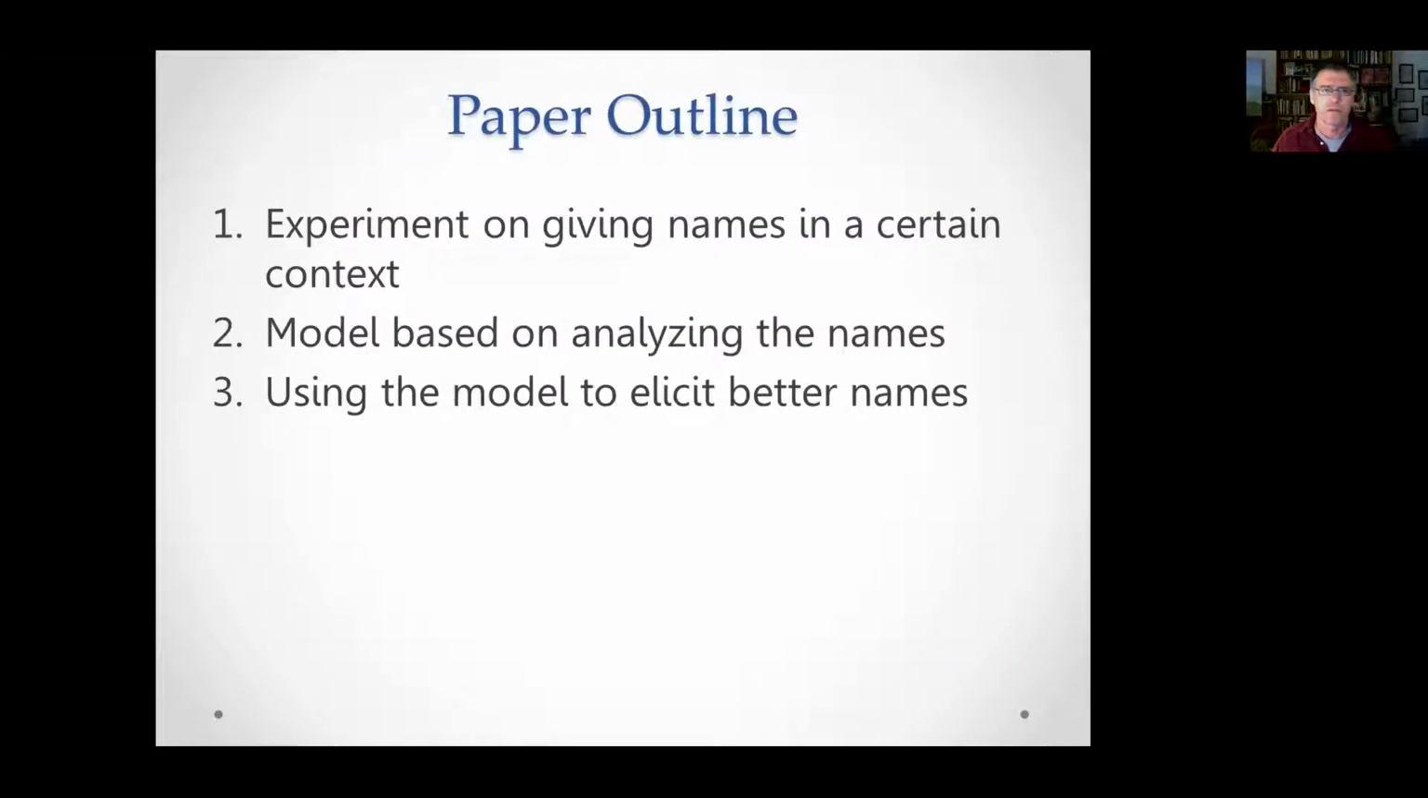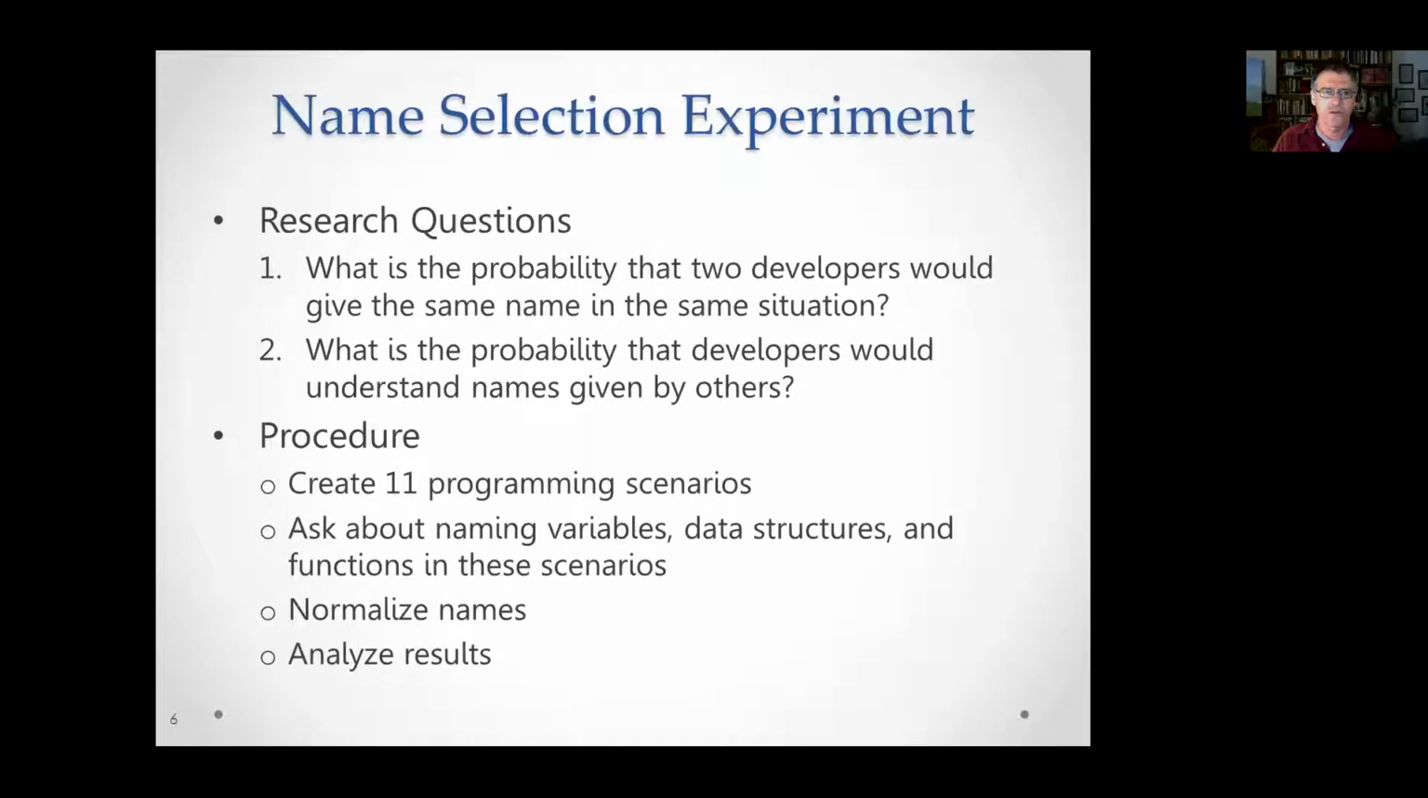The presentation will have three parts. I'll first describe an experiment where developers gave names in a certain scenario. Then I'll talk about a model we devised based on analyzing the names from the experiment. And then at the end, I'll describe a second experiment where we use the model and try to elicit better names. So let's start with the first experiment.